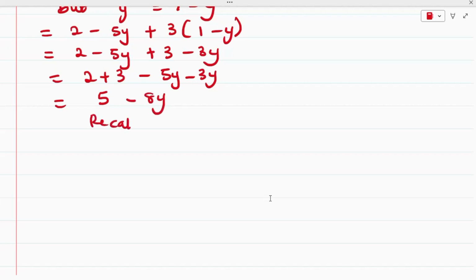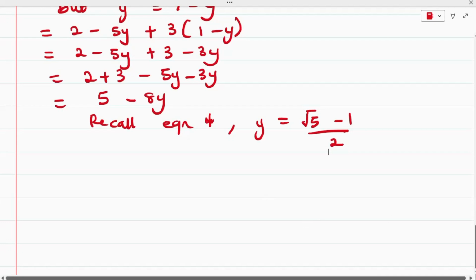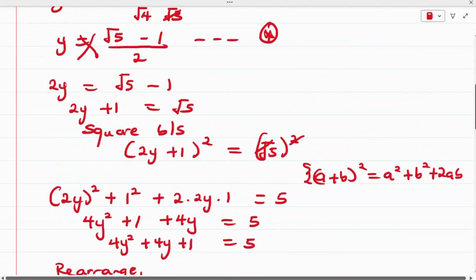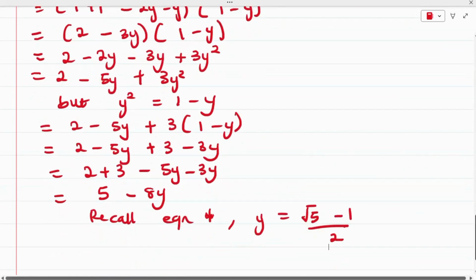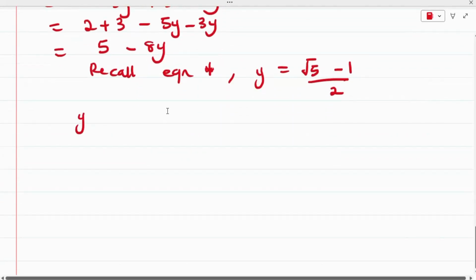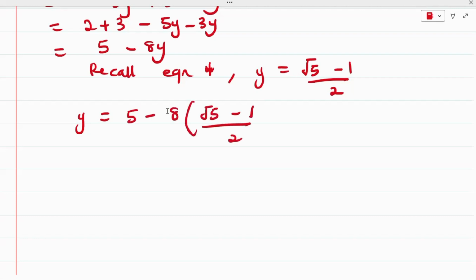But we want to simply recall equation star. And equation star states that y is equal to (the root of 5 - 1) over 2. So let's be sure of equation star. So let's simply go back right here and we're able to see equation star right here. So applying this right here, this becomes y is equal to 5 - 8 into (the root of 5 - 1) over 2.